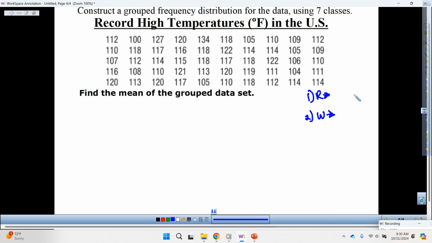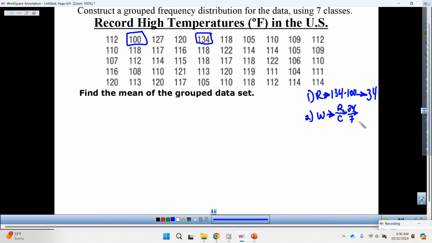All right, who's got the range? All right, Julius, range. 34. Hands if you got 34. That is correct. That's 134 minus 100. And it's right here, highest number and lowest number. There they are. Width. We need to do the range divided by the number of classes. Tell your neighbor what the number of classes they want us to do. Yeah, that's 7. So we got 34 divided by 7.